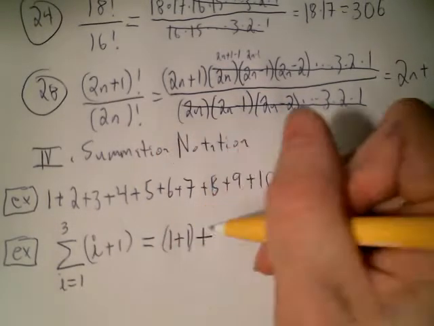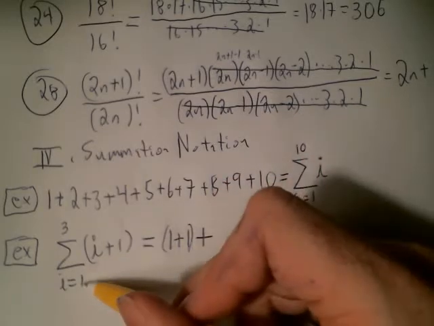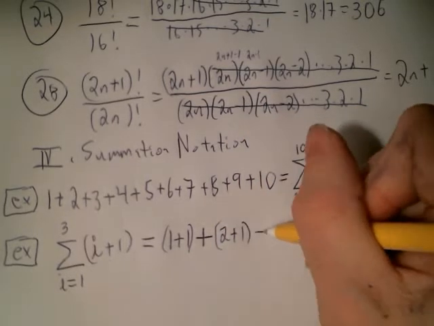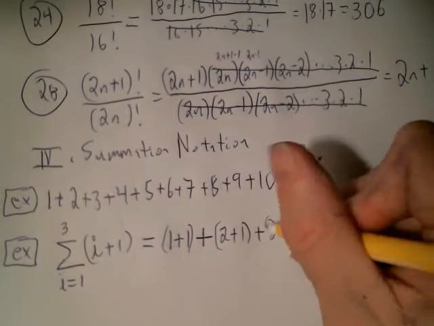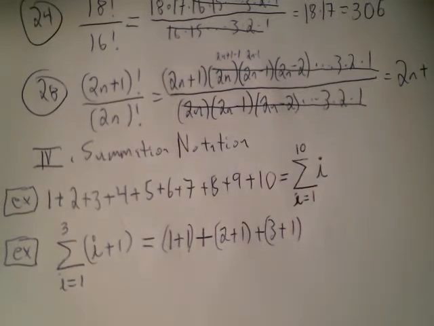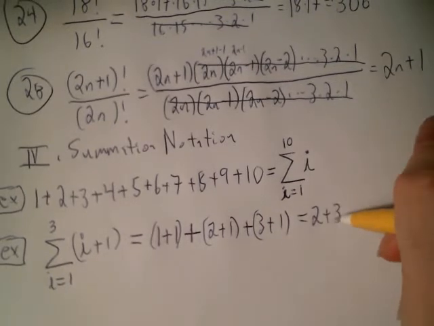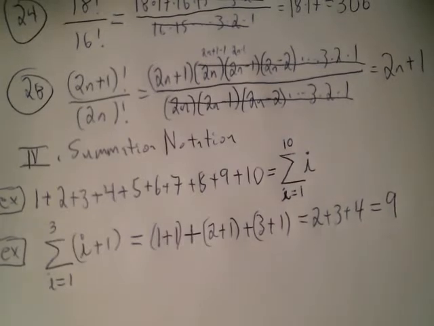Okay, so this was from the first term. When I put 1 into here, I got 1 plus 1. Now I want to put 2 into here, and I get 2 plus 1. And then I want to put 3 into there, and I get 3 plus 1. Okay. So in the end, I'll have 2 plus 3 plus 4, which of course is 9.